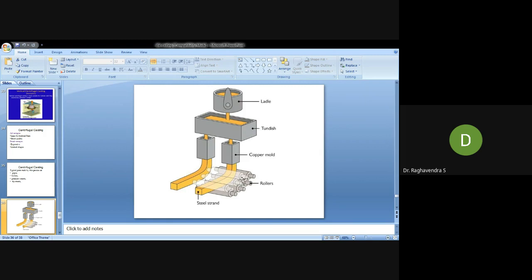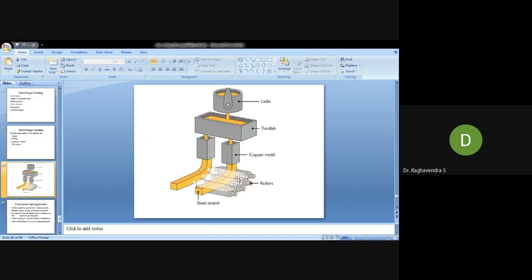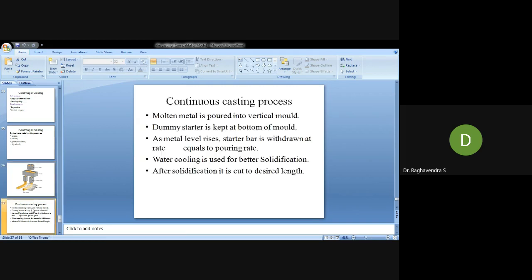It's a mold. This roller will act like this. Okay. When it rotates, what happens? It will pull outward. So then what happens? It will pull from this die. It automatically keeps on coming. If you keep on pouring here, it will keep on coming. Meaning if you want lengthy objects, you can. Water cooling is used for better solidification. When you take out this material, usually they spray the water here, sprinkle the water, for an easy solidification process.